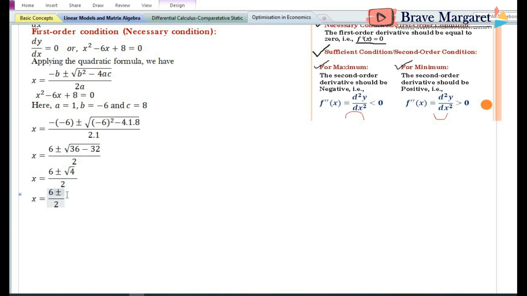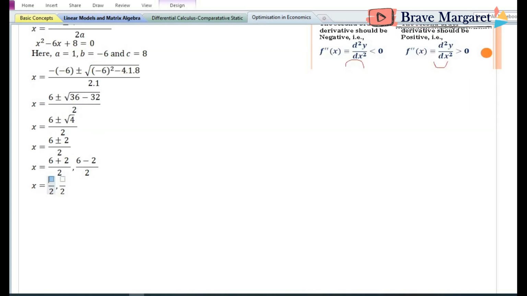The square root of 4 is 2. So x is either equal to (6 plus 2) divided by 2 or (6 minus 2) divided by 2. 6 plus 2 equals 8. 6 minus 2 equals 4. 8 divided by 2 is equal to 4. 4 divided by 2 is equal to 2.